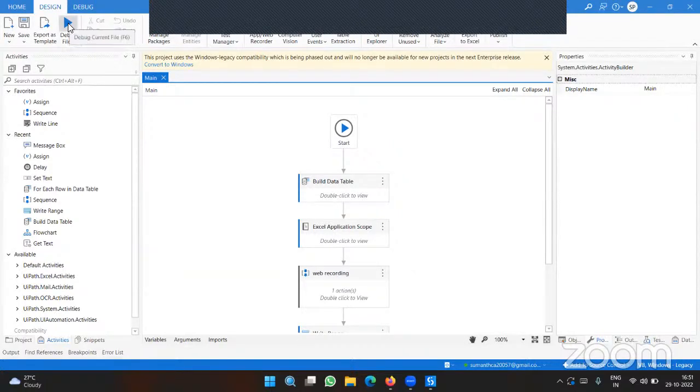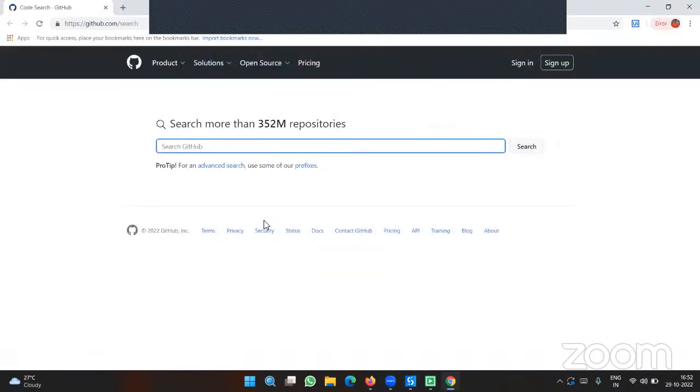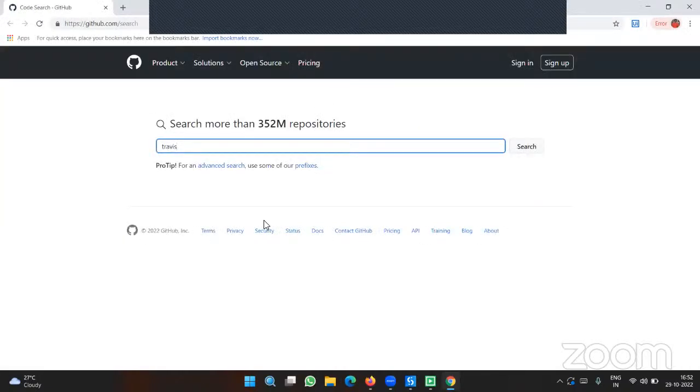First, I am showing the completed ones. So this is the first problem, web scraping, ma'am. Now it's opening Chrome, ma'am. It's directly going to GitHub and searching for repositories. Like here it is finding Travis.